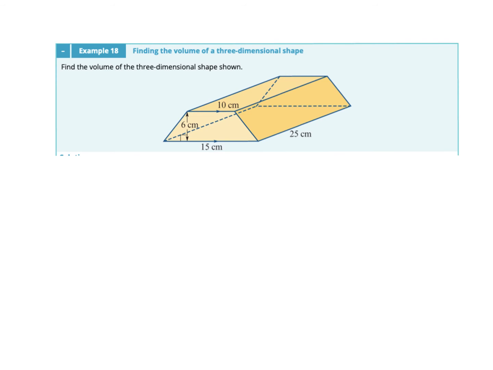Okay, find the volume of the 3-dimensional shape shown. So you have this shape on your sheet, but once again it's saying that the volume is the base area, so the area of the base times the height. So what we're going to show is this front shape here is your base, and your base is a trapezium.